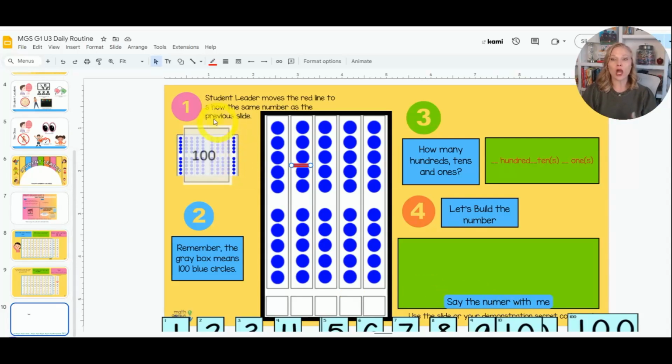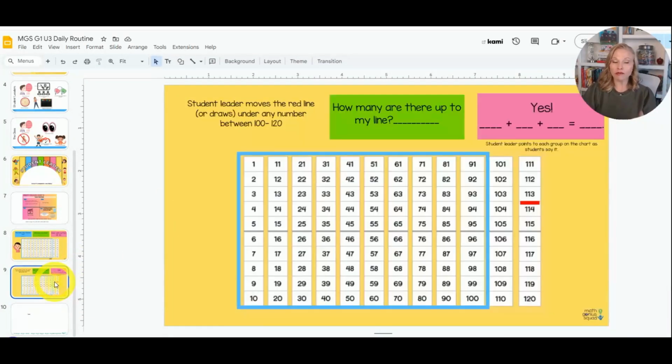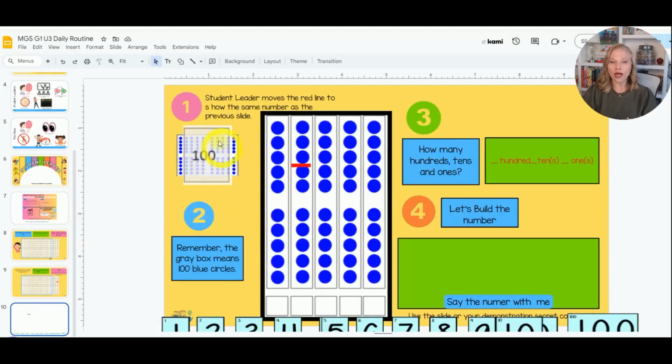And the students would say 100, 10, 3 ones. So remember, we're using unit language. When we were on the slide before, we were saying 100, 110, 113. Now we're saying it as units. So 100, 10, and 3 ones. So notice I'm using the word language versus the digit language.